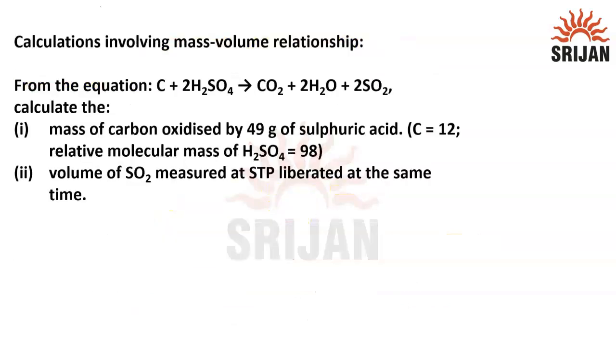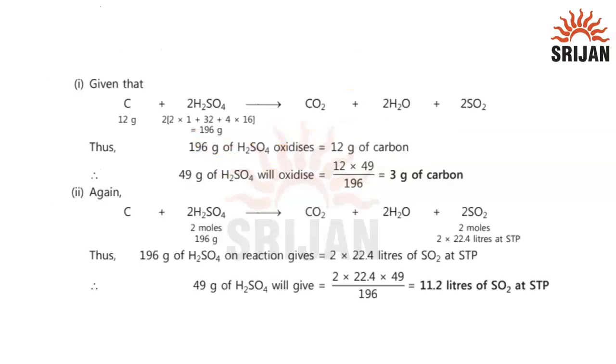Next, calculations involving mass volume relationship. From this equation, we have carbon reacting with H2SO4, and we are getting certain products. We need to calculate the mass of carbon oxidized. Sulfuric acid is reacting as an oxidizing agent here. So we have to find the mass of carbon oxidized by 49 gram of sulfuric acid. Then we are given the relative molecular mass of H2SO4. Second, we have to calculate the volume measured at STP liberated at the same time.